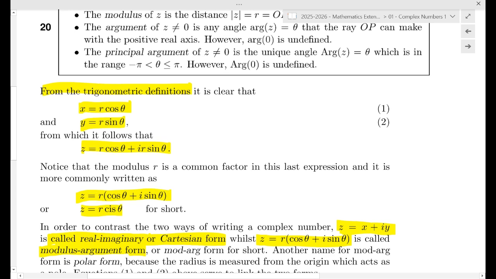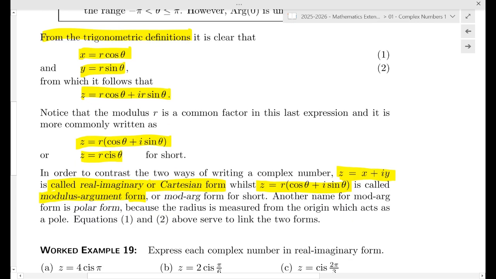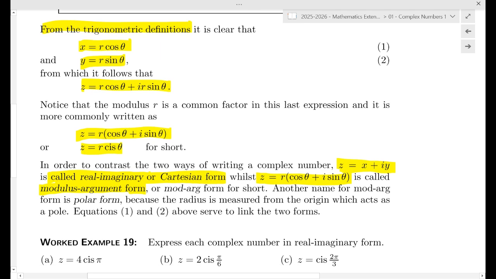All right. Now, Mod Arg form is also called polar form at times because it goes out by the radius from the origin, which acts as a pole, like a North Pole. But I don't often use polar form. I think Mod Arg form is fine. All right, there are some worked examples there.